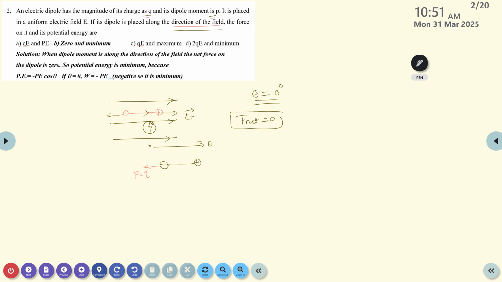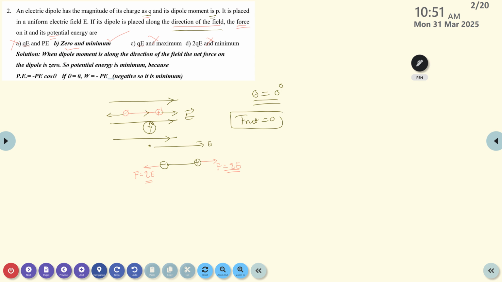F equal to q into E. This is negative, so this is attracted by this. F equal to q into E. Both are equal and opposite, so the net force equal to 0. He is asking for the force and also the potential energy. Force is 0, so only this choice is there, not this, not this. This is the right answer.